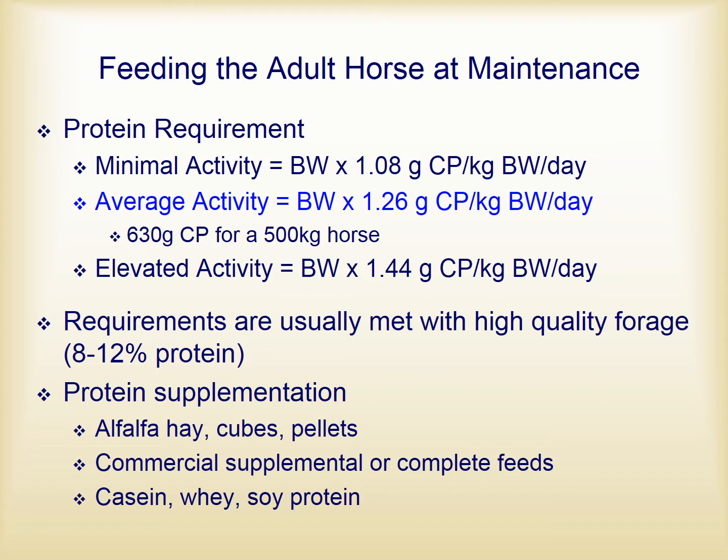If the horse is consuming a ration that either has poor digestibility, or if the total protein in the forage is very low and the horse is not meeting their protein requirements, then you can supplement the ration by providing alfalfa hay, cubes, or pellets. You can use commercial supplemental or complete feeds to provide extra protein. And finally, you can use something like casein, whey, or soy protein in order to increase the protein in the horse's ration.